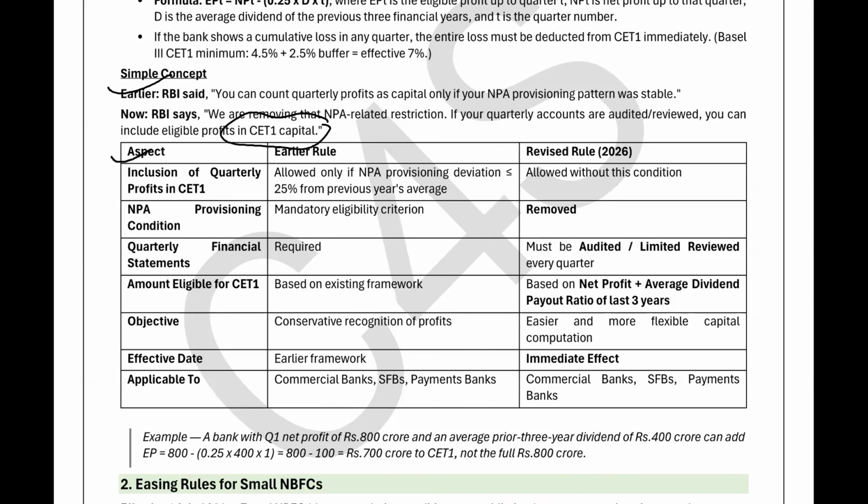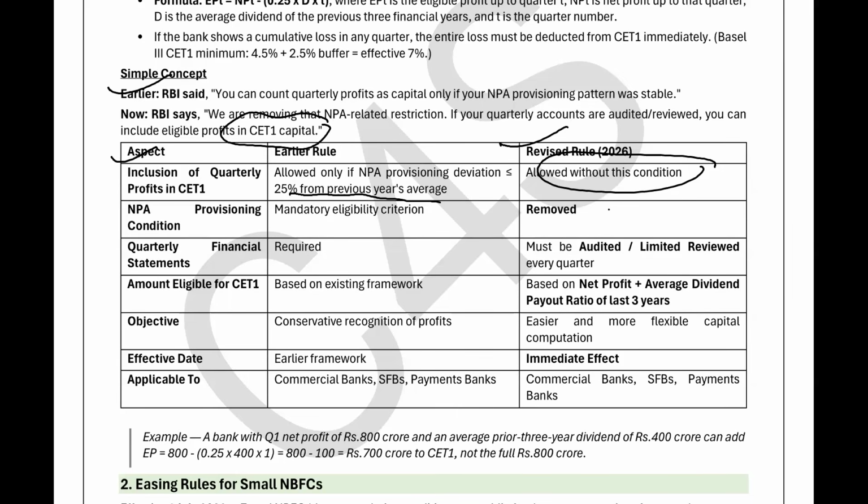Now, what is the earlier rule and the revised rule? Earlier, inclusion of quarterly profits in CET1 was allowed only if NPA provisioning deviation was less than or equal to 25% from the previous year average. Revised rule क्या? Allowed without any condition. Now there is no condition. NPA provisioning condition क्या था? It was a mandatory eligibility criterion. Now it has been removed.